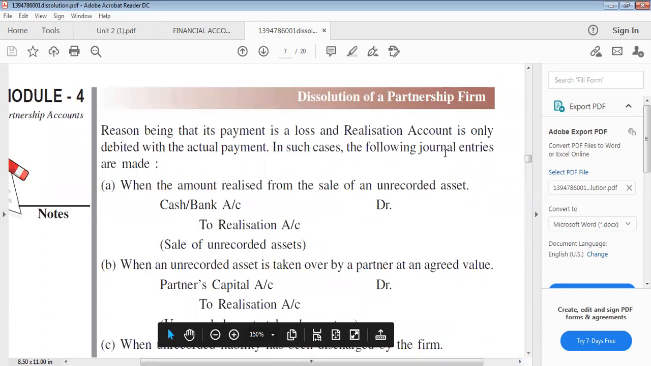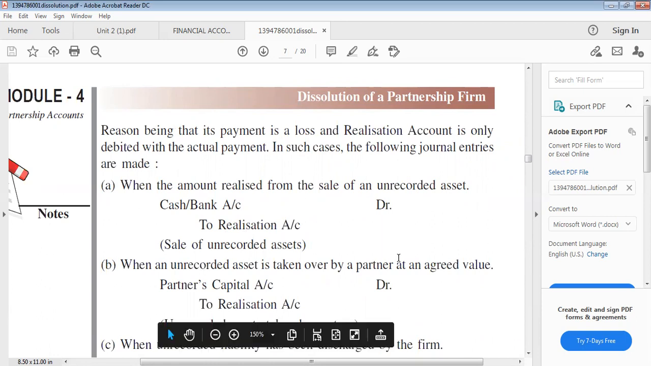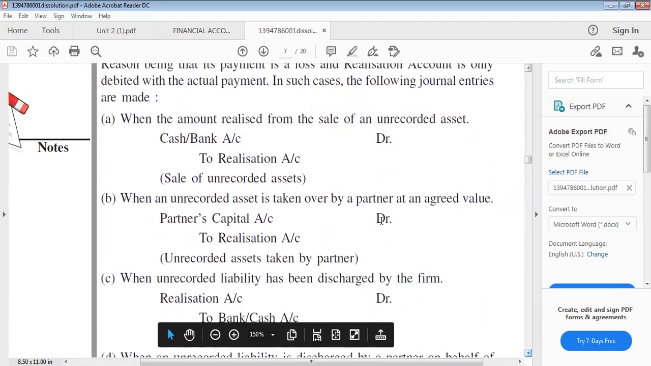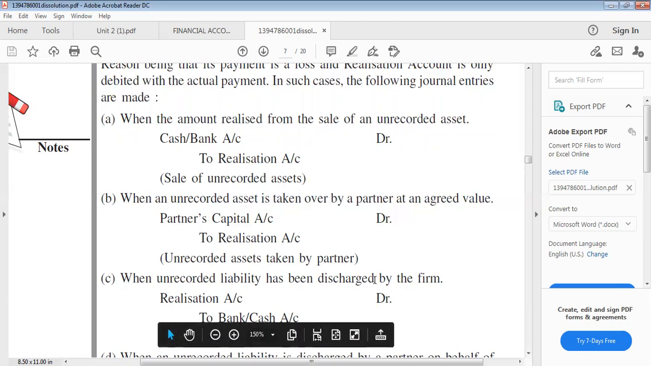In such cases, the following journal entries are made. When the amount realized from the sale of an unrecorded asset, debit cash or bank, and credit realization account. Sale of unrecorded assets. When an unrecorded asset is taken over by a partner at an agreed value, you debit the partner's capital account and credit the realization account. Unrecorded assets taken by a partner.